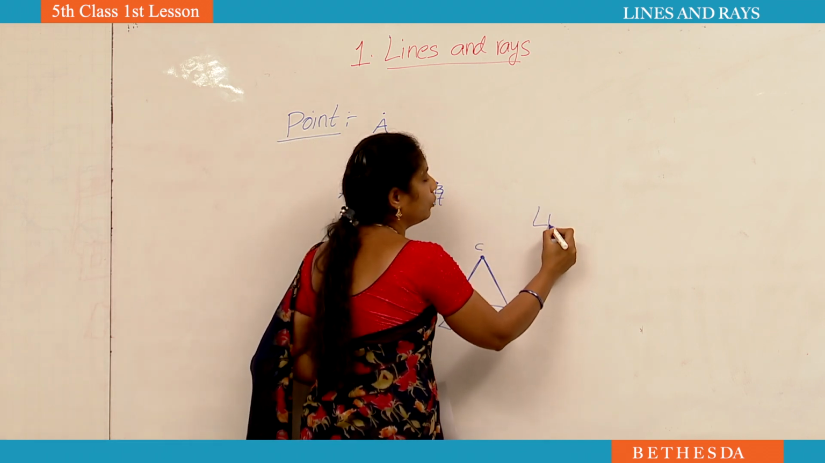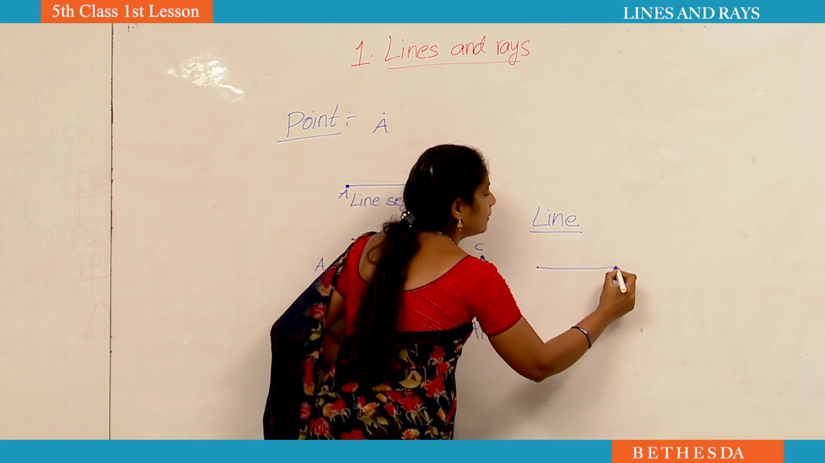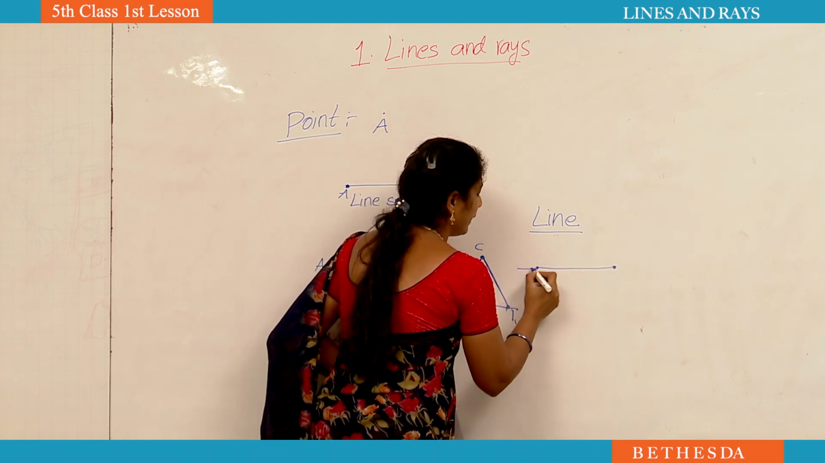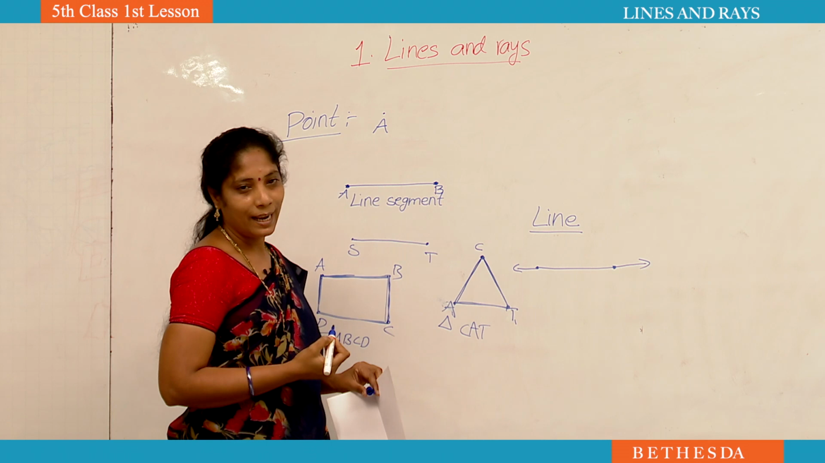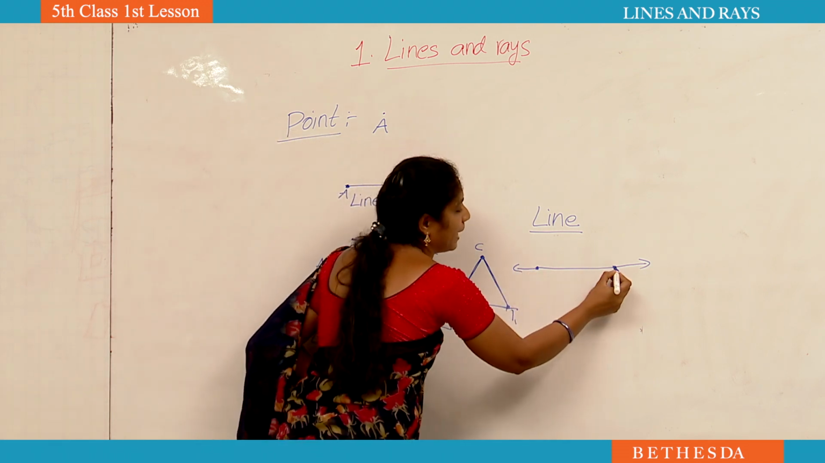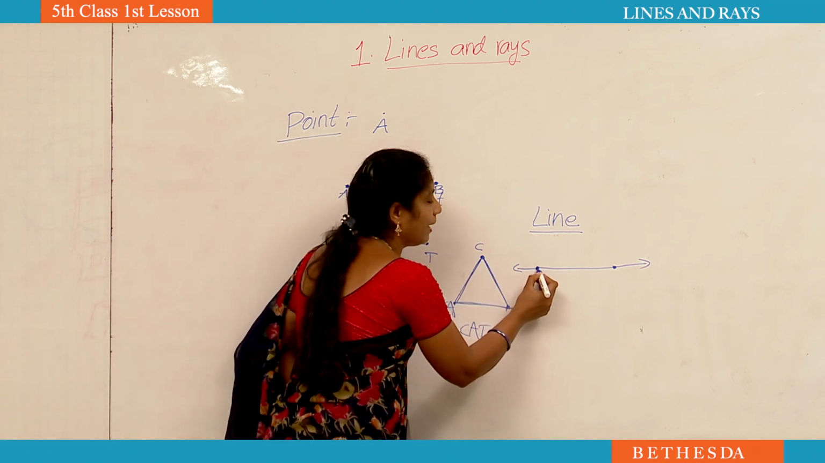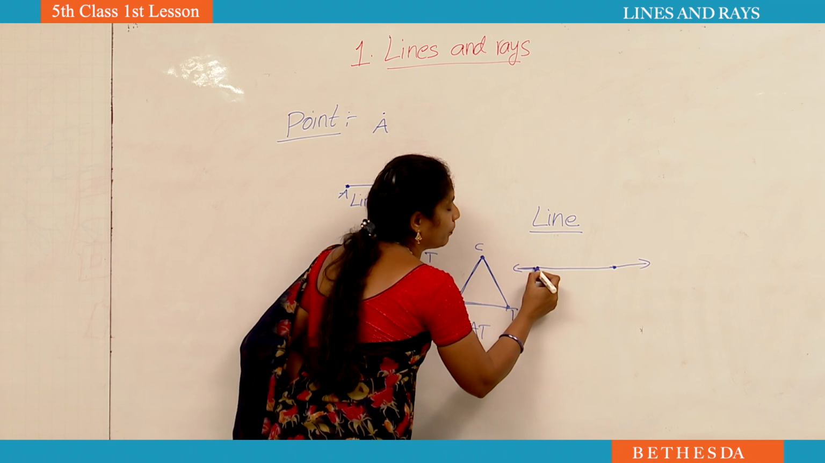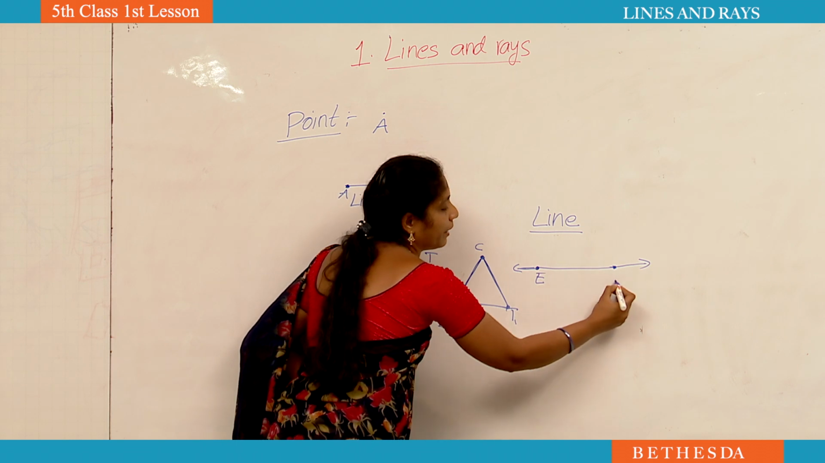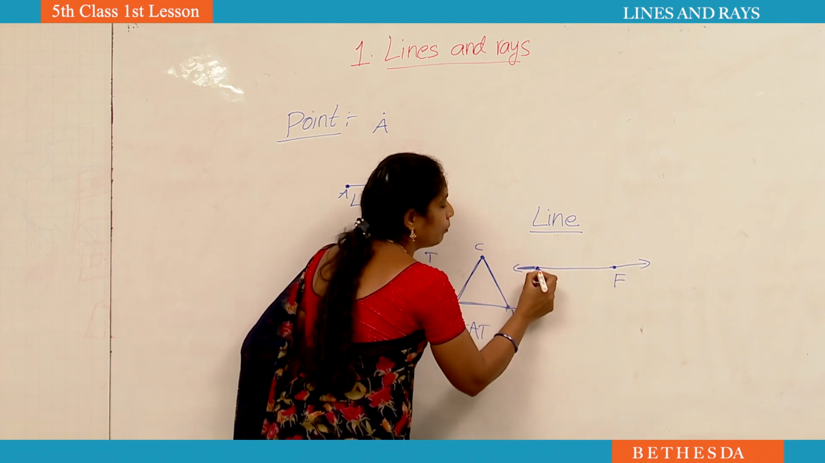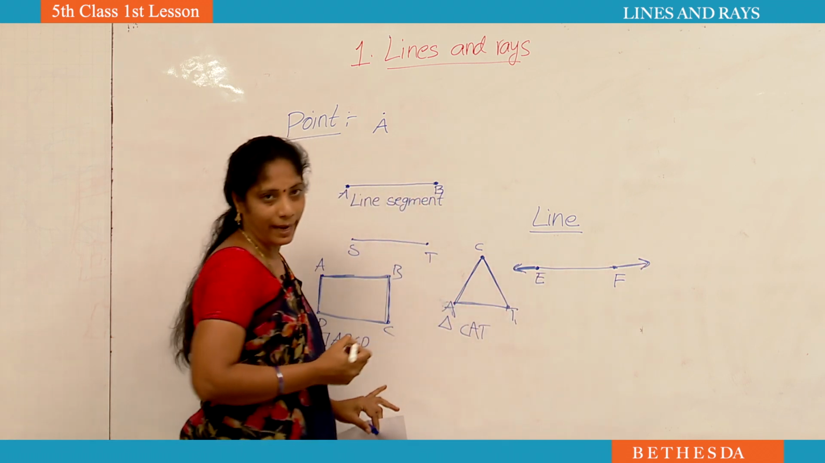Next, line. See here, line. What is meant by line? See here, a line segment we can extend beyond the line segment. We can extend this line segment beyond both sides. This is called a line. If you extend the line segment beyond both sides, that is called a line. See here, here I am giving the name EF. Here both sides we extend the line segment. That's why we can call this a line.